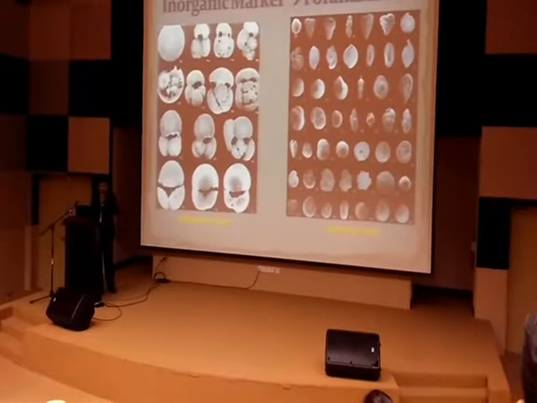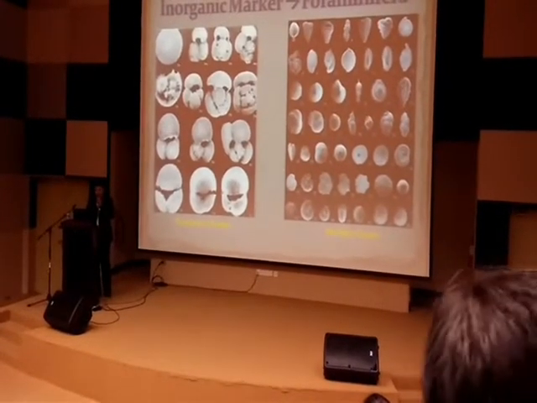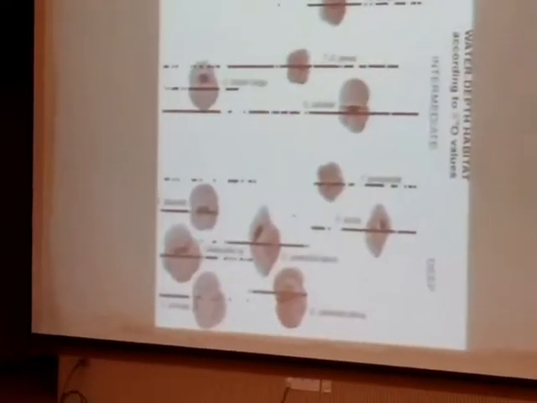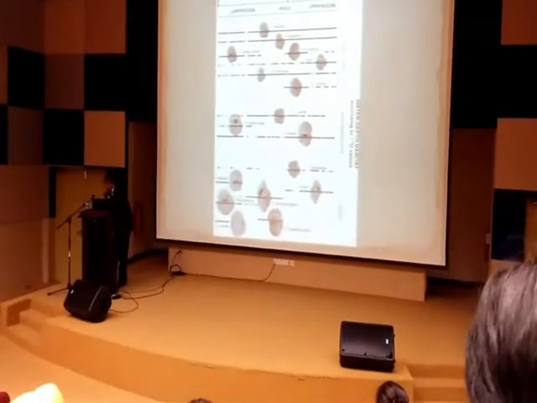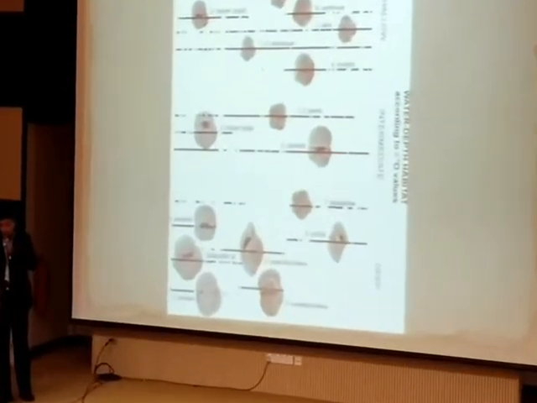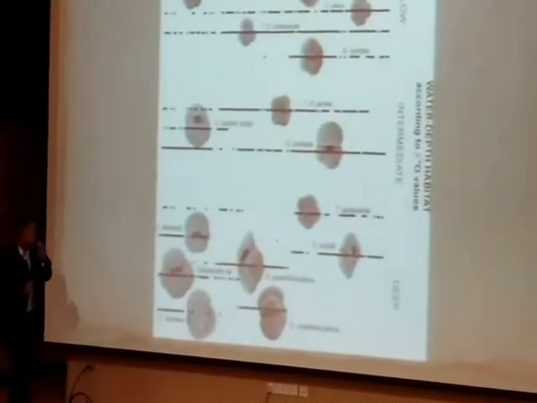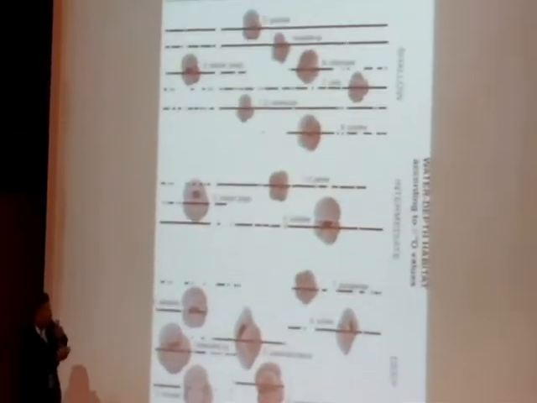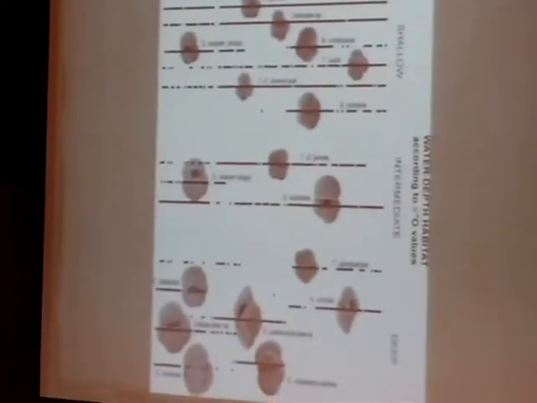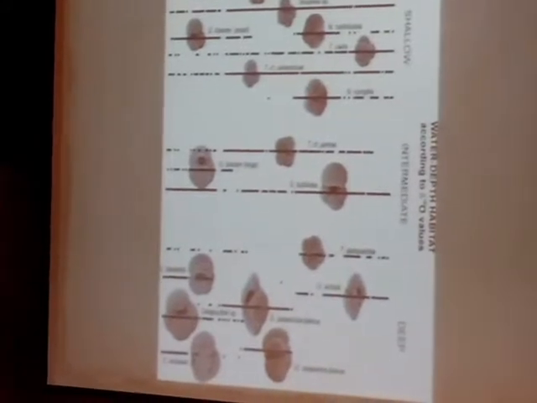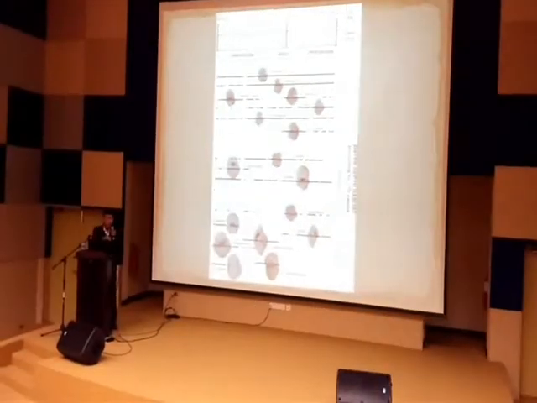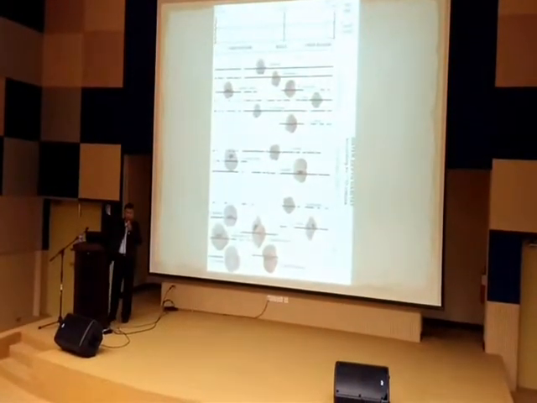For the benthic, of course, it can only be found in the sediment. So here is the distribution of foraminifera based on the water depth, from the shallow, intermediate, and also deep water. Normally, we use the surface or shallow dwelling foraminifera to know the sea surface temperature.